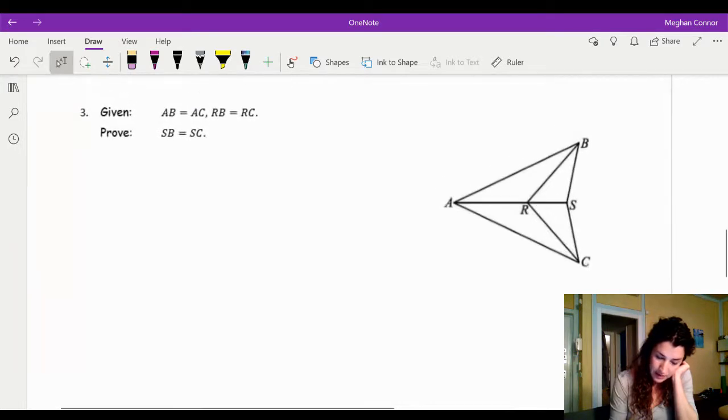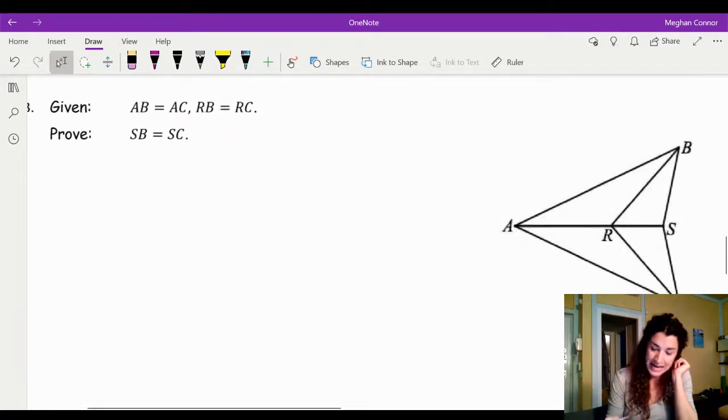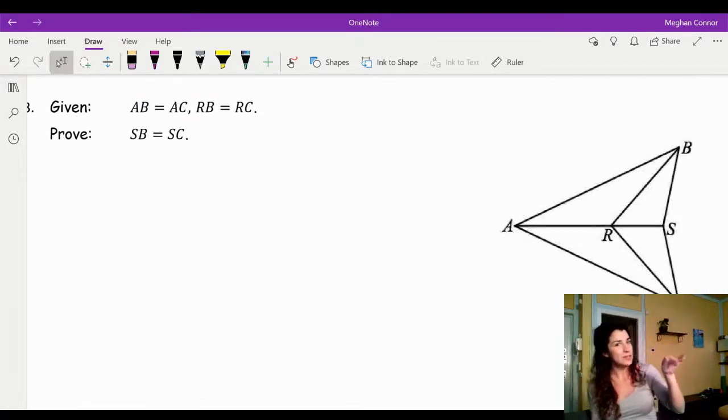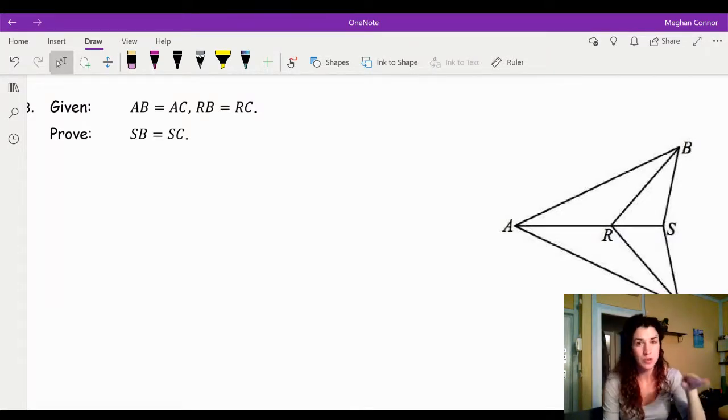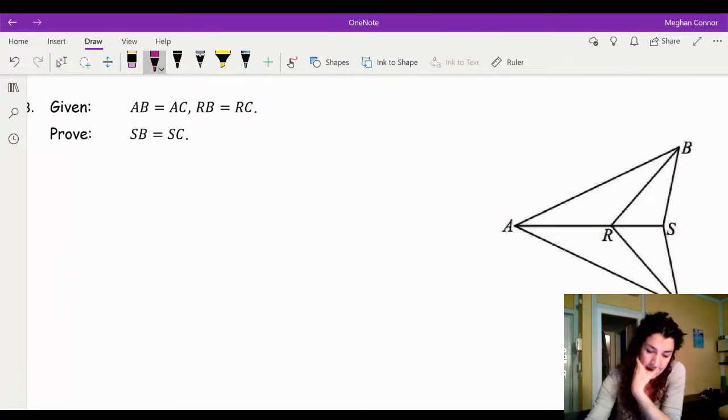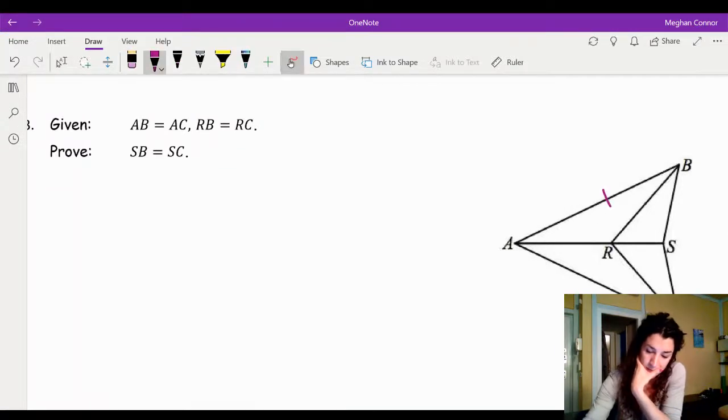All right. Here we don't have a guiding step process telling us, hey, you're first going to have to prove that these triangles are equal before you can prove that these other things are going to happen. Now we have to try and figure out what that middle piece is ourselves. So we're given that AB is equal to AC, and we're given that RB is equal to RC.